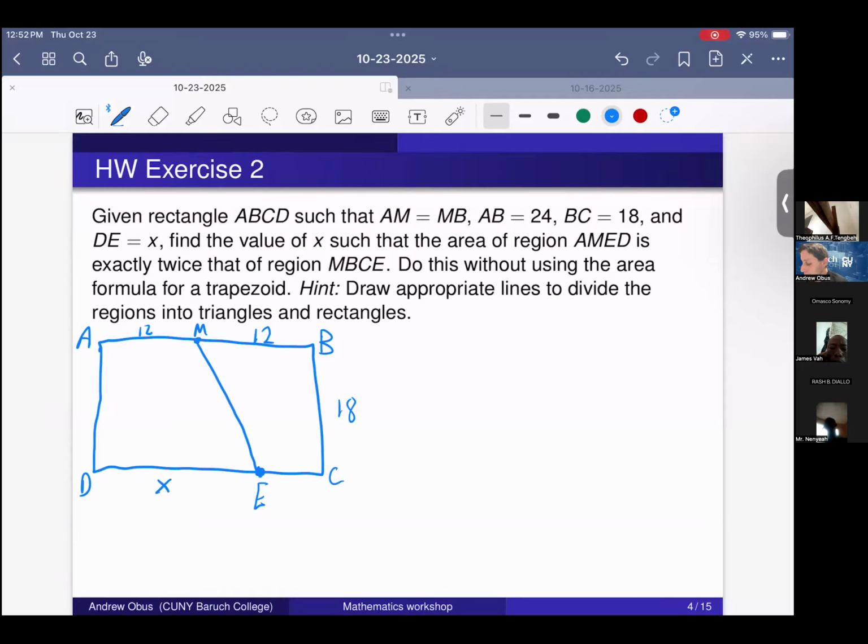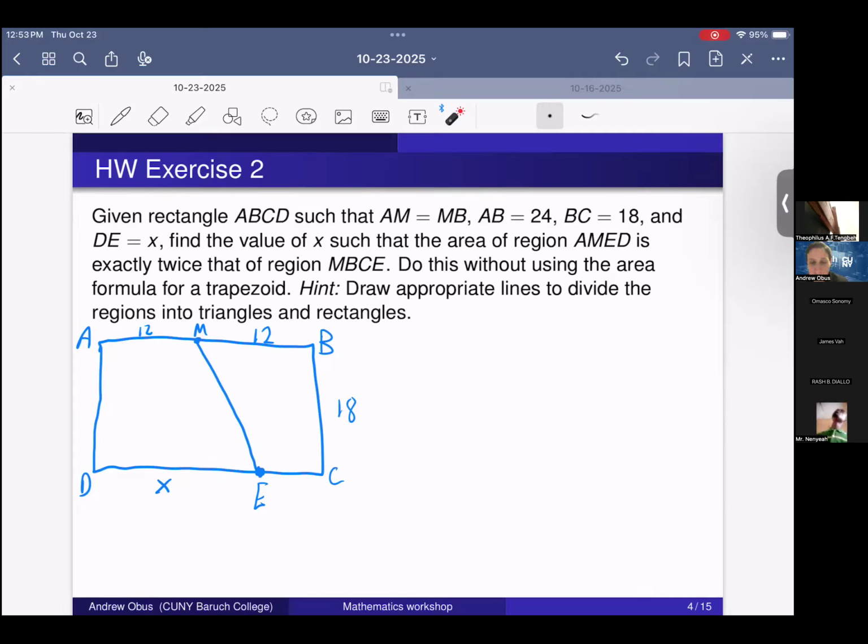X. And the goal is we want to find the value of X so that the area of region AMED is exactly twice that of region MBCE, right? So we have this region over here. This is AMED. It's the region on the left. And we have region MBCE. It's this region on the right. And we want to do this without using the area formula for a trapezoid, okay? And so the hint is we want to draw appropriate lines to divide the regions into triangles and rectangles, right? Because triangles and rectangles are easier formulas to use.